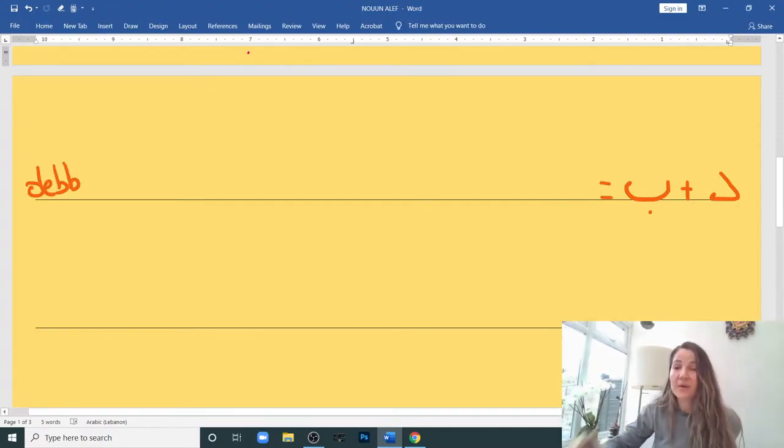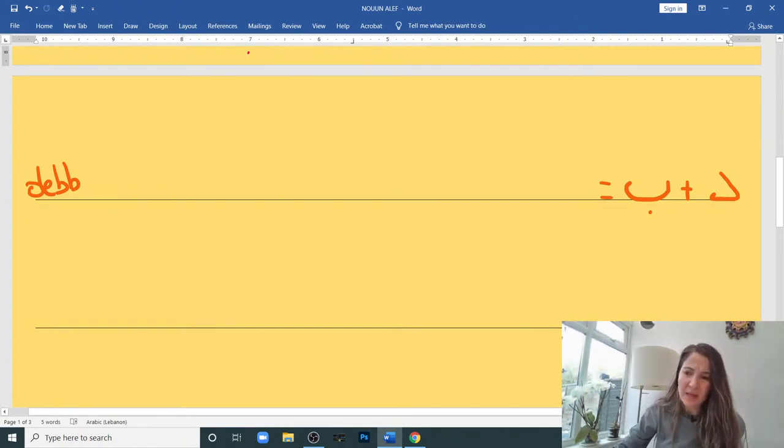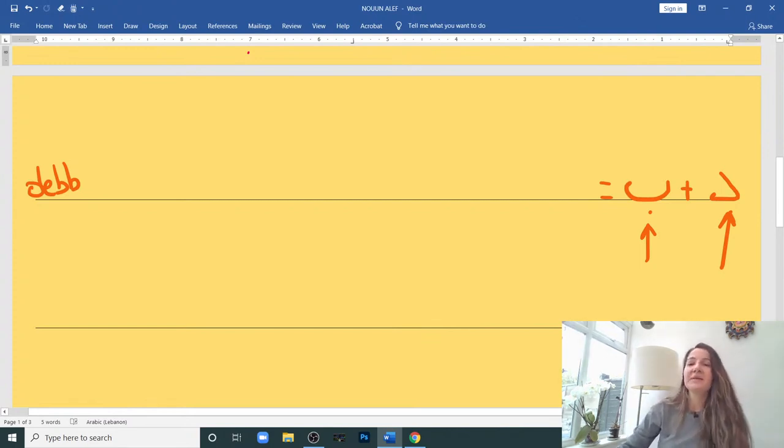Let's analyze together. We have 2 letters, which means I will need the beginning form, or the initial form, of the Daal, and the end form of the B, which comes at the end of the word. So now I'm gonna write the beginning form and the end form. Great, I wrote them. This is my first analysis stage.